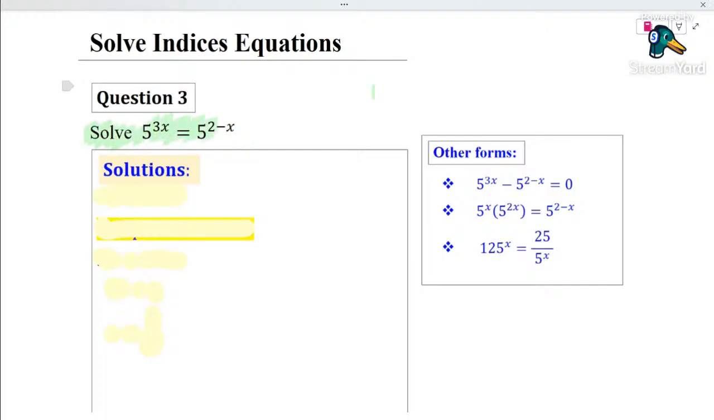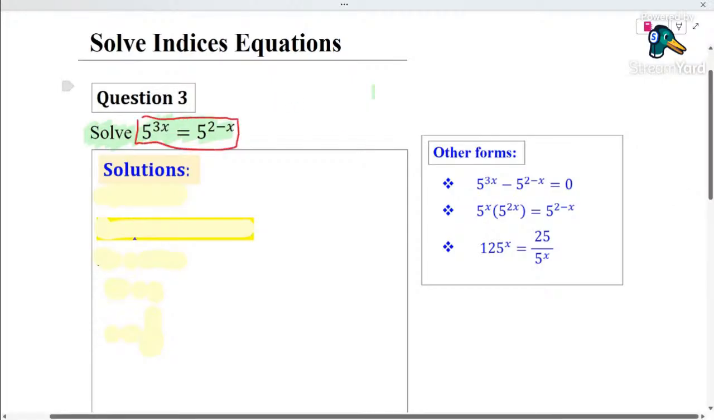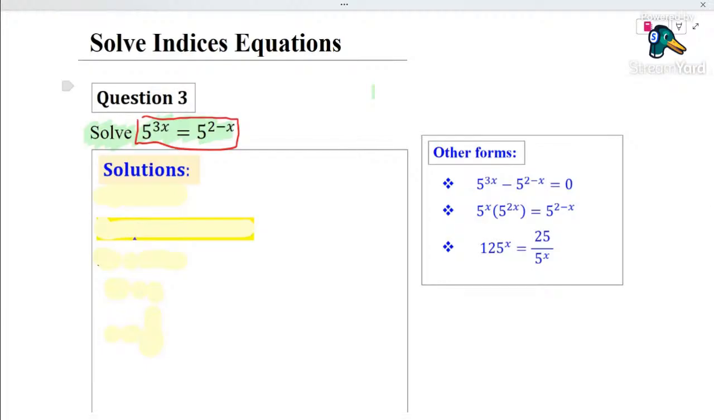Solve equation means that they want us to find out what is the value in this equation here, when you do calculations. Okay, before I go on further, the example I give to you is very simple here. You can just directly compare both sides and solve.